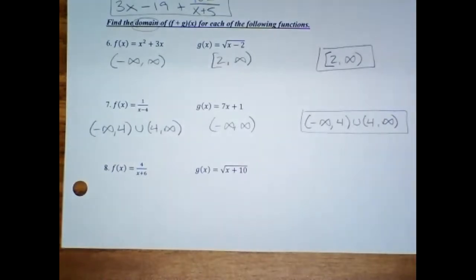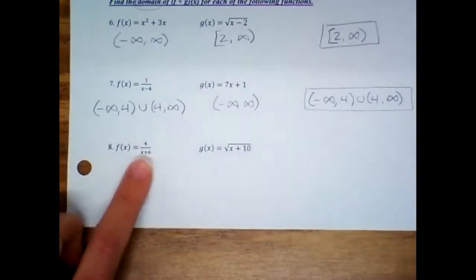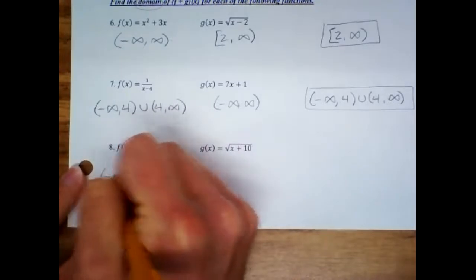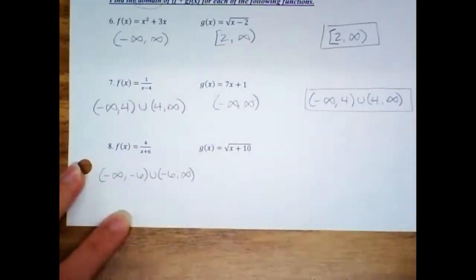Now, this last one, they both have a restriction, so you're going to have to be a little bit more careful. Who's getting kicked out for the first one? Get rid of negative 6. This is awesome. Sounds like you guys have got this. Don't forget everything over the weekend.